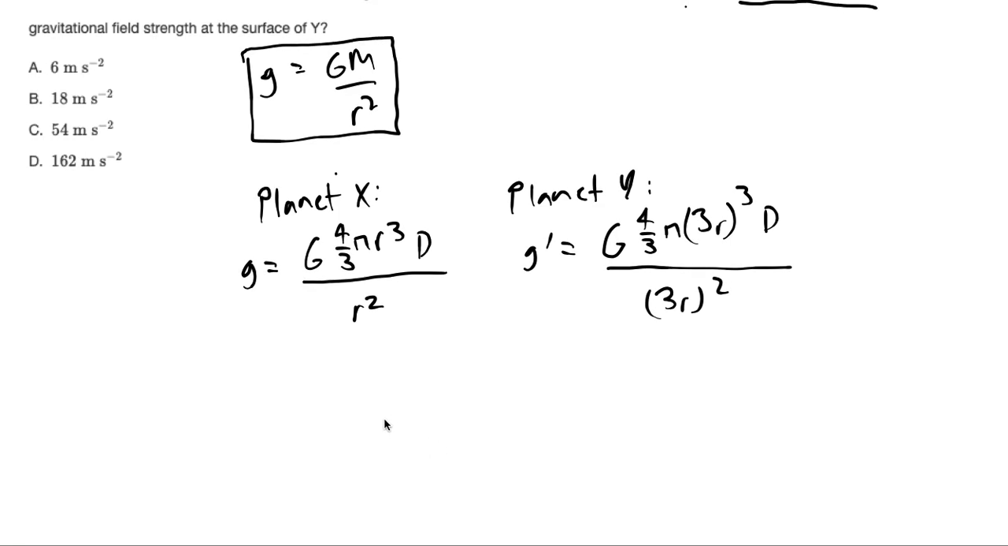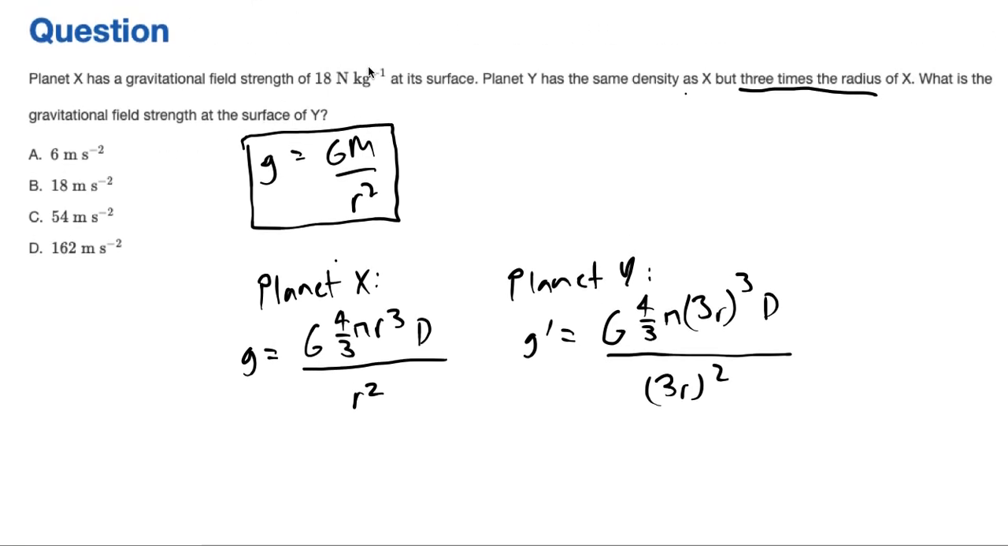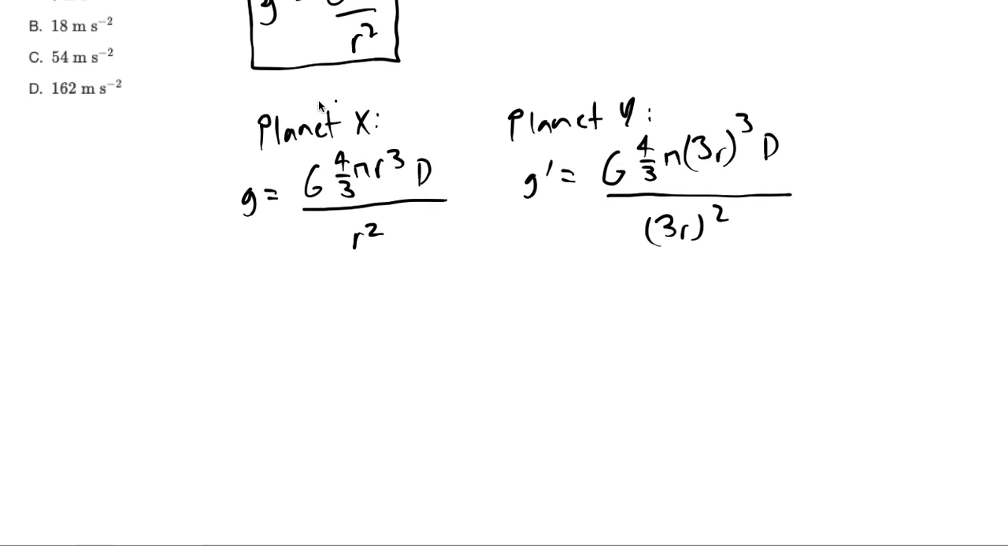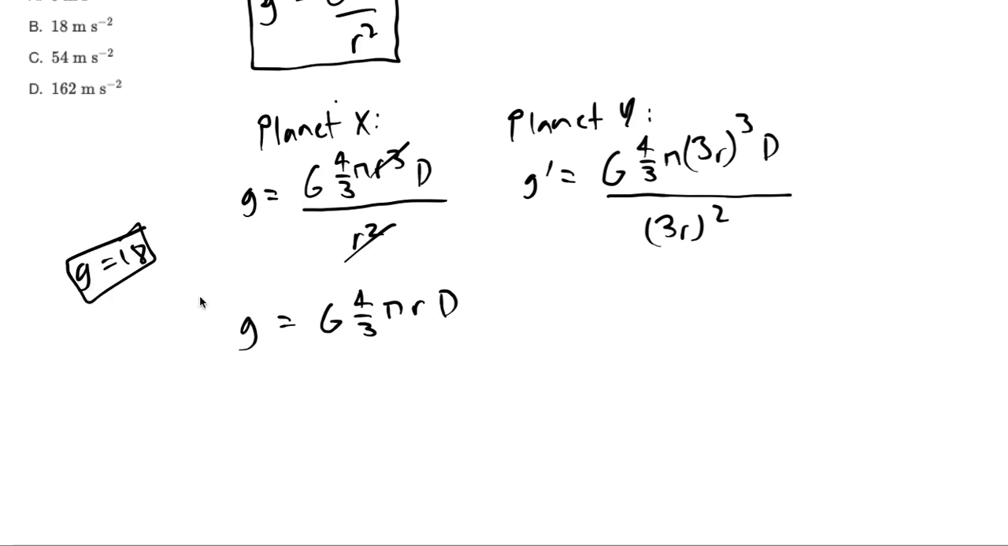Okay, let's now simplify these further. Also, we do know that g is equal to 18 as that's what's given in this question. So let's just put that into this equation. 18 is equal to, let's simplify r cubed and r squared. So this is simply just G 4/3 pi r d. That's what g is equal to, right? You know what? Just to make it easier and make the last step a bit clearer, let's still keep it as g for now, although we know that g is actually equal to 18.